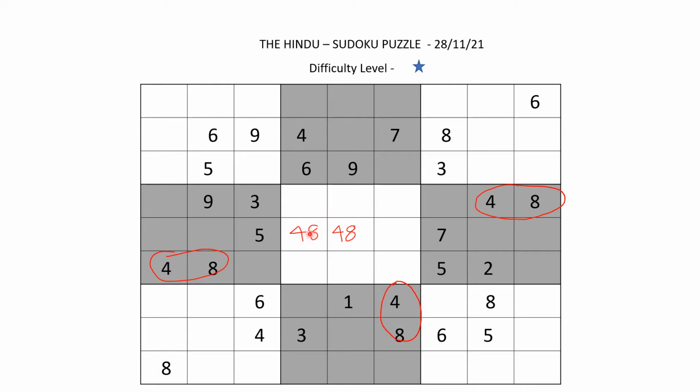Now you see a 4 here. That means this 4 doesn't allow a 4 to be here. So let's erase 4 here. This cell takes 8. That means this 8 has to be erased. So we have an 8 and 4 here. Let me write it properly.